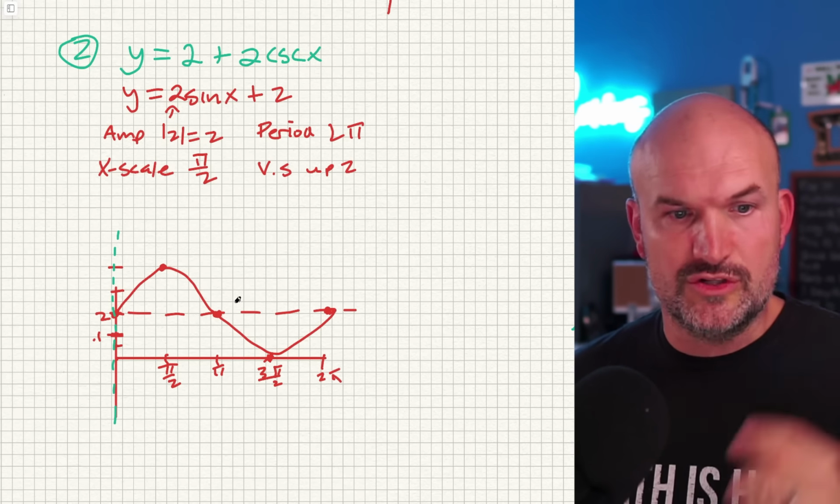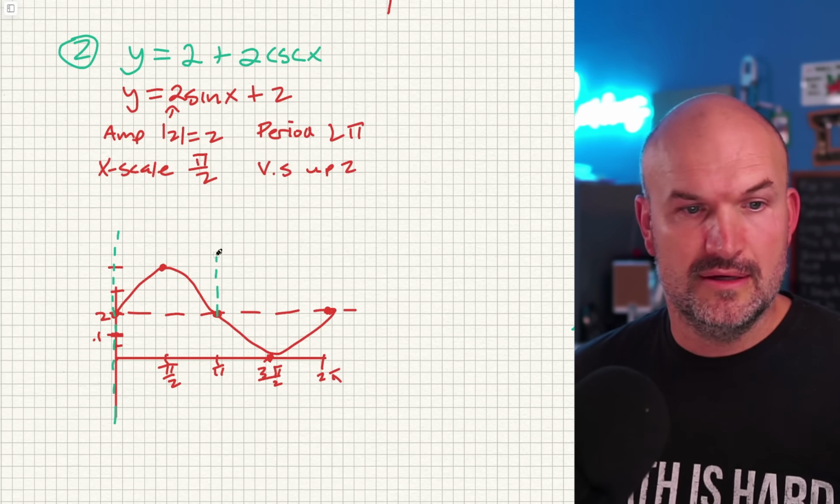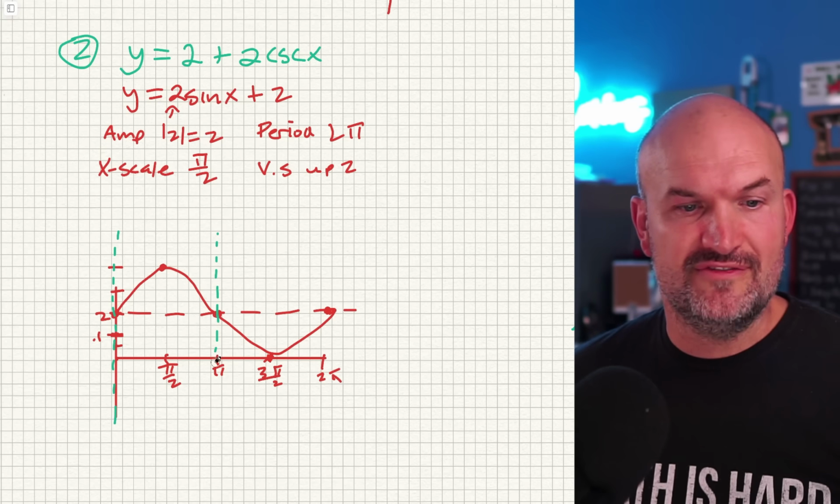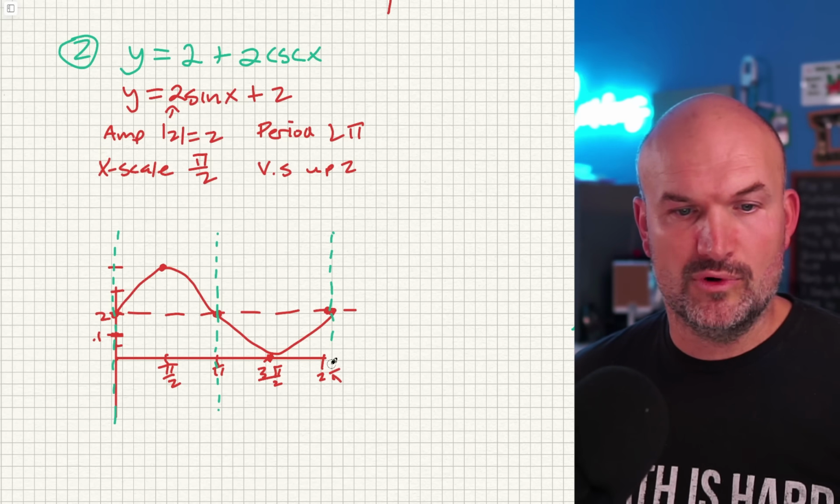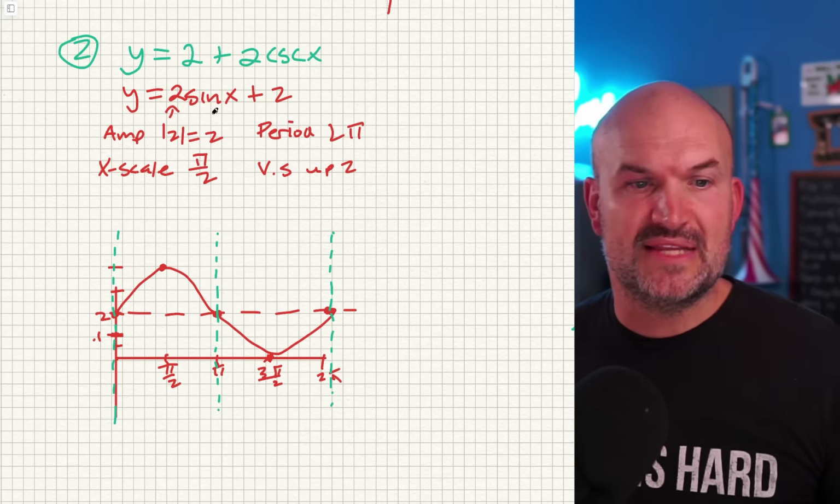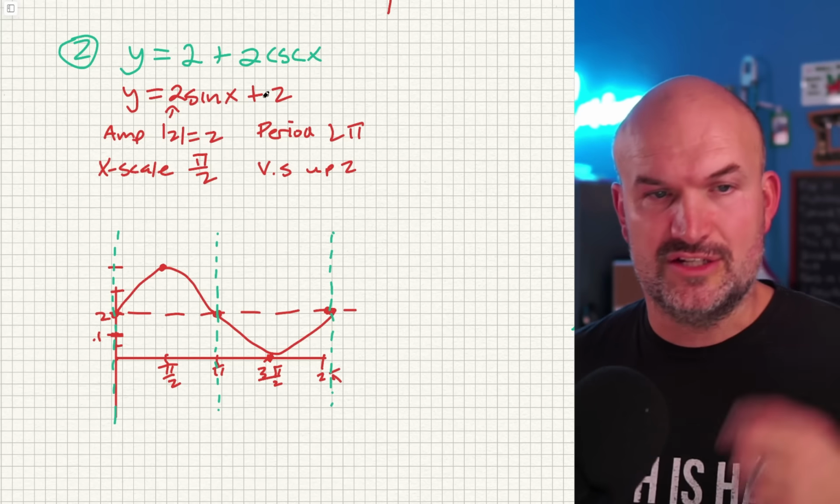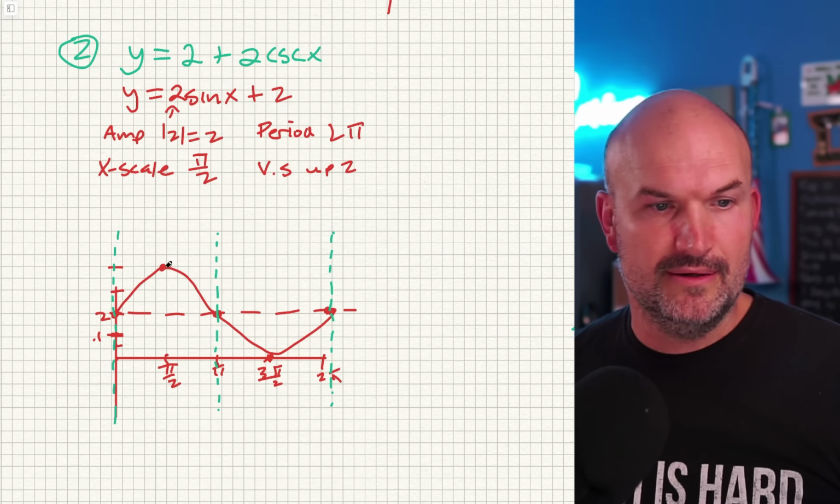So, but they're still going to create asymptotes because they're going to make the cosecant undefined, even though we're shifting it up 2. Okay, and that's really, really important. The cosecant at these angles is still undefined. It's just we have this +2 that's going on from there. And then these points are going to remain the same.